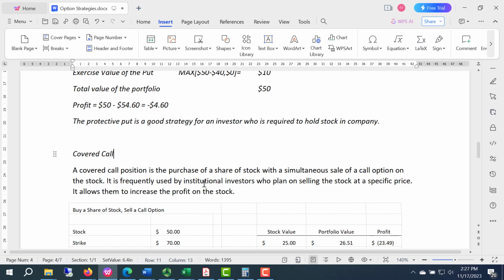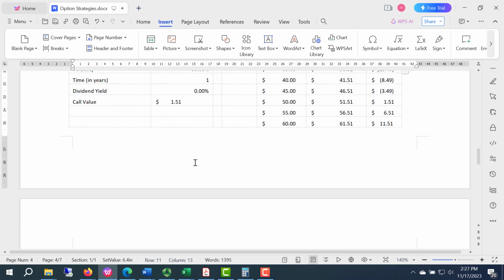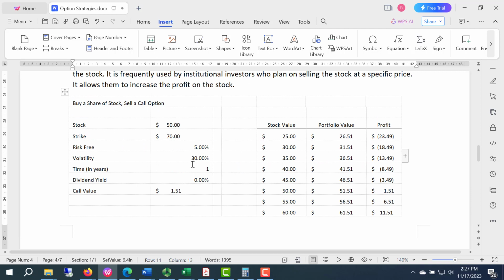It's frequently used by institutional investors who plan on selling the stock at a specific price. So if I purchase shares of stock and I expect to sell them for $70 each, the price at which I think it's worth and what I'm willing to sell it for, I can also make additional money by selling a call option. And so that's what we have here. We buy a share of stock and we sell a call option on that stock.